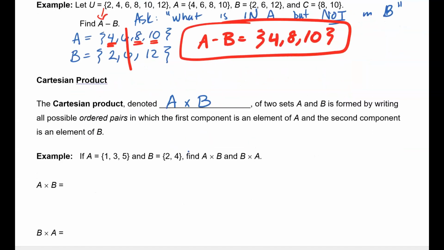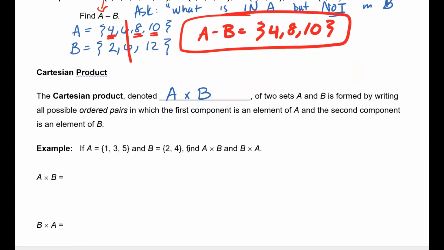All you have to do is match everything up in the first set with all of the elements of the second set in coordinate pairs. The order does matter though. So, and I'll show you, we're going to do A times B and then B times A. So A times B, you would take the elements in A, so 1, and you'd match it with the elements in B. So for example, we'd have 1, 2, 1, 4.